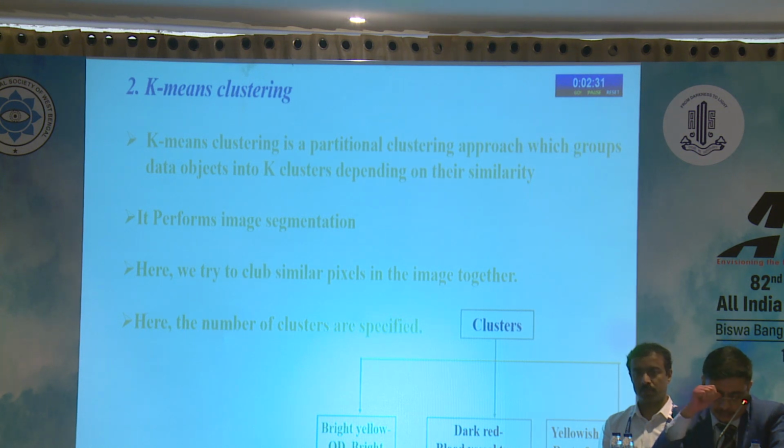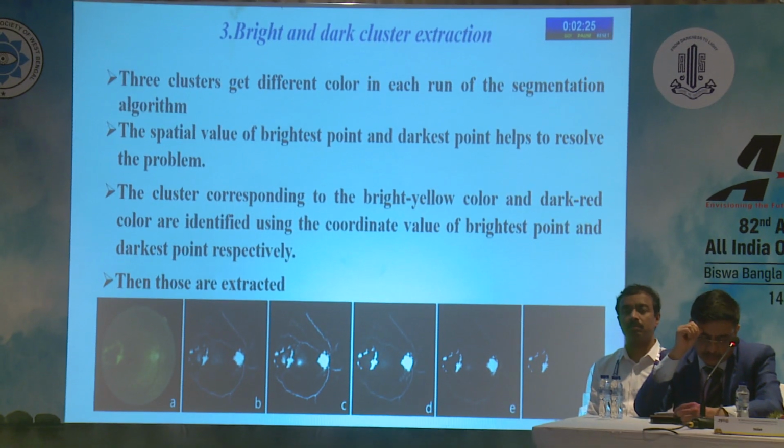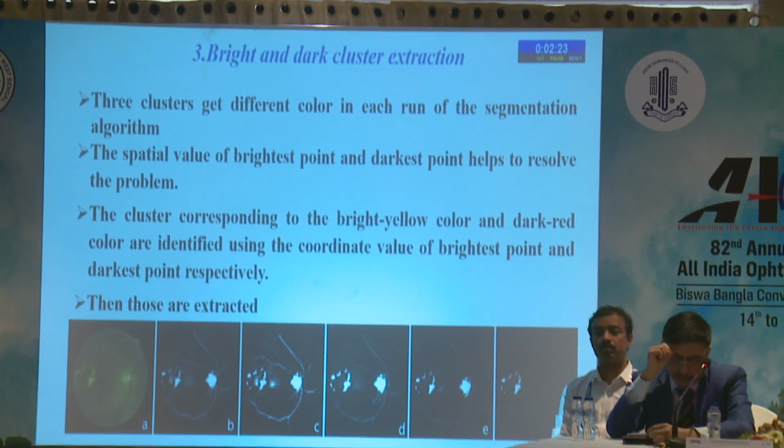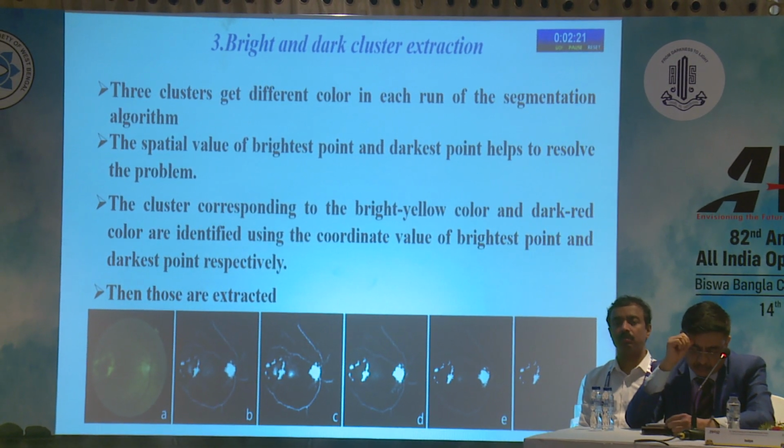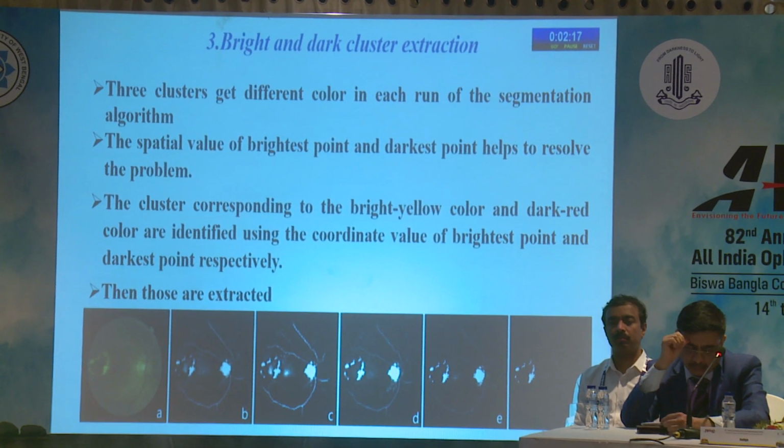3 clusters are derived: bright yellow, dark red, and yellowish red. These three clusters get different color in each run of the segmentation algorithm. But the spatial value of brightest point and the darkest point helps to resolve the problem.